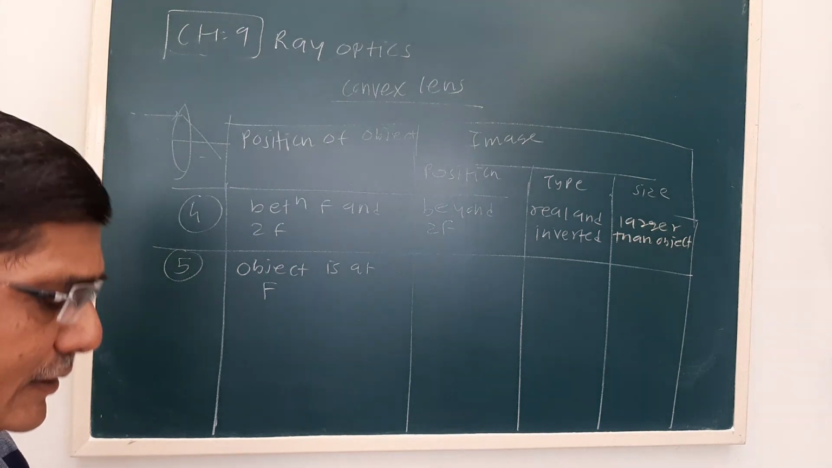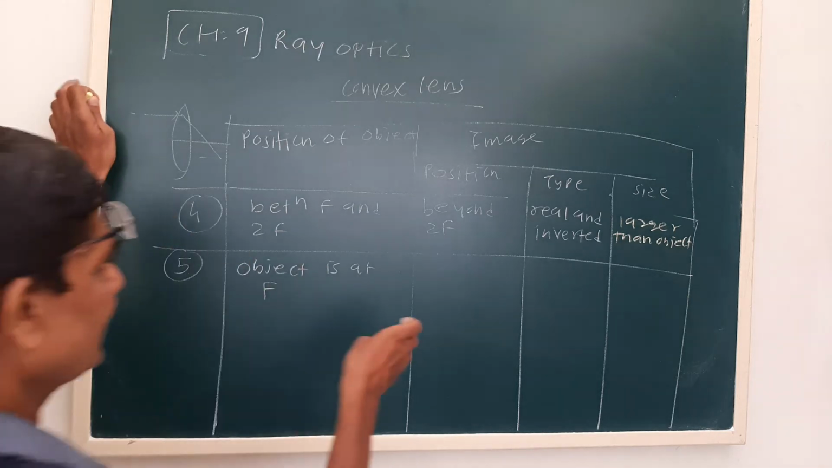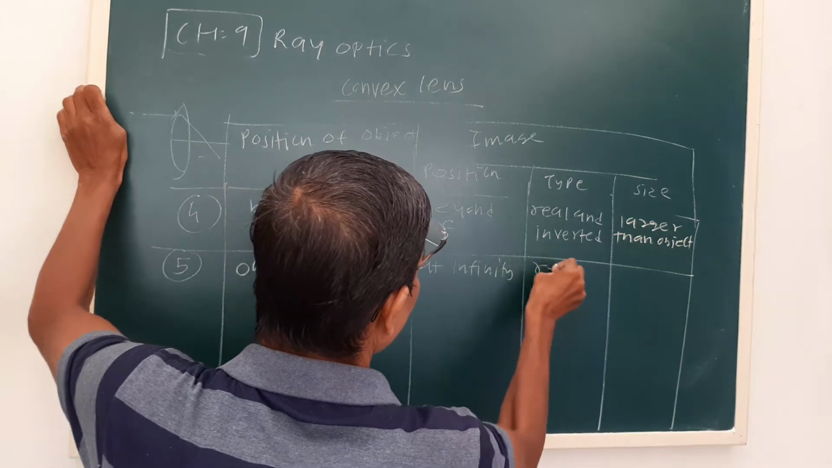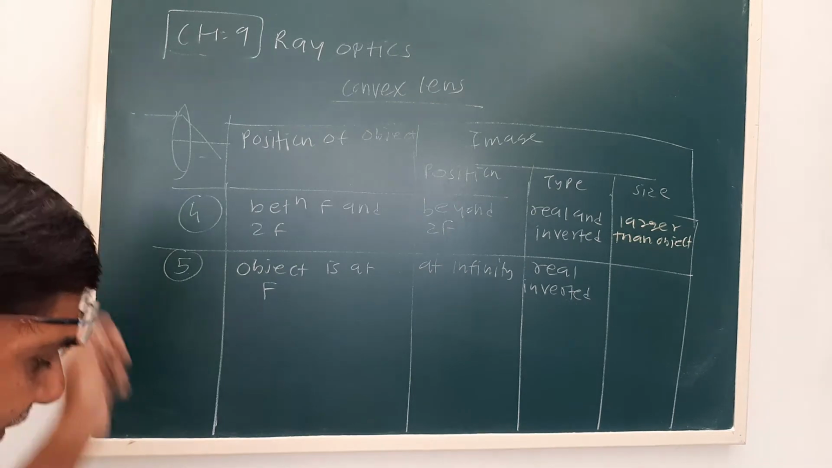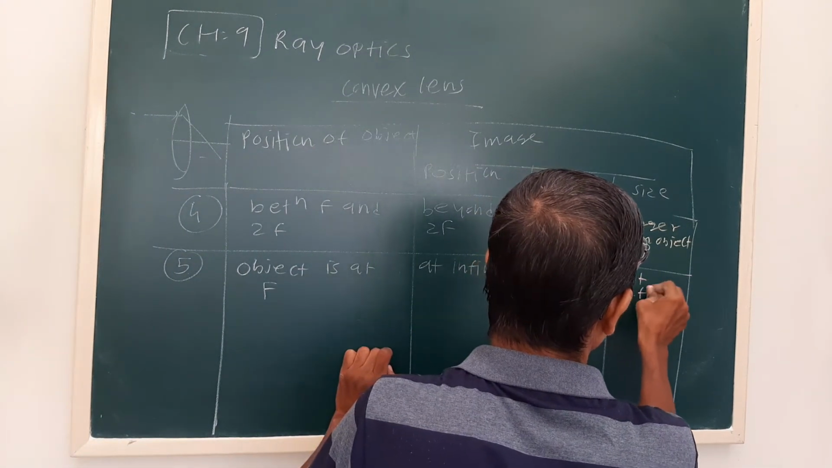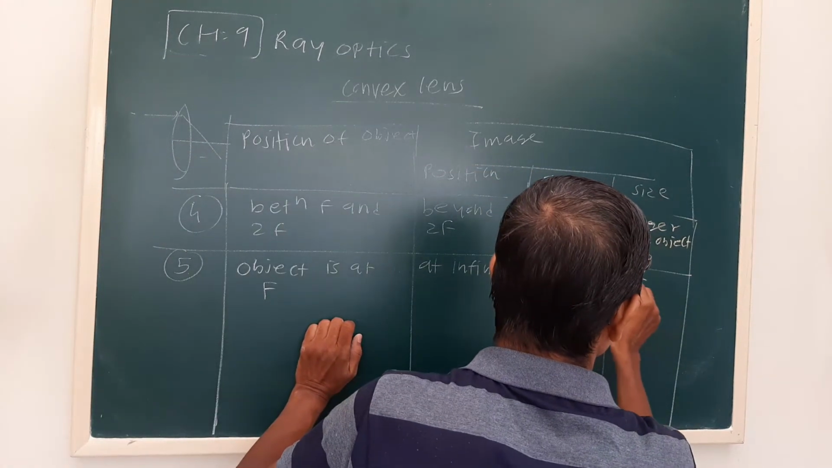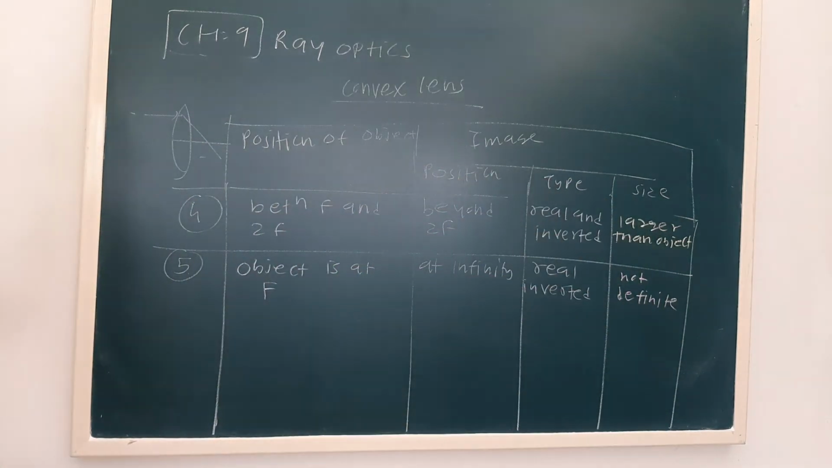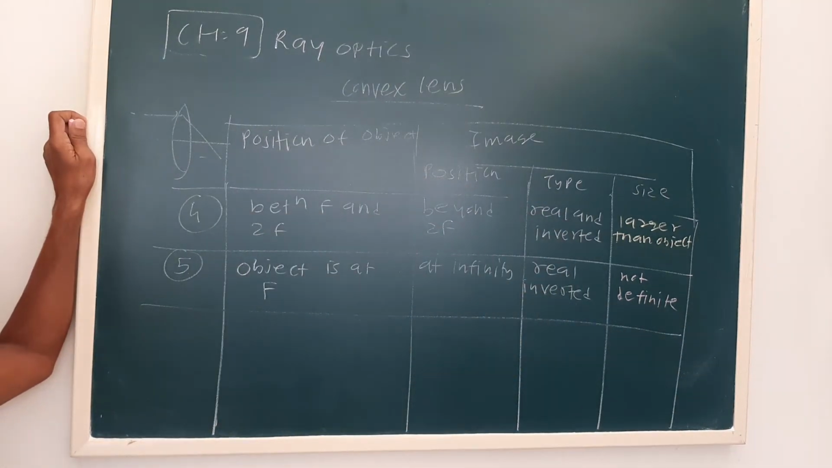And the image was highly diminished, or point-like. Now when the object is at F, the image will be at infinity. It will be real and inverted, but the size of the image will not be definite. Why? Because the image will be formed where it will be concentrated or focused. Now these are the 5 cases where we get a real and inverted image.